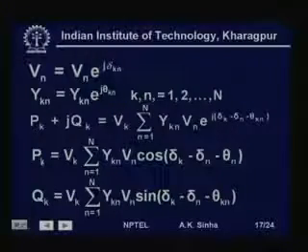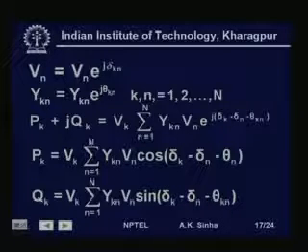Then we can write P k is equal to V k summation n is equal to 1 to capital N y k n V n cos of delta k minus delta n minus theta k n. I am sorry, here this V k is missing, and q k is equal to V k summation from small n is equal to 1 to capital N y k n V n sin of delta k minus delta n minus theta k n.